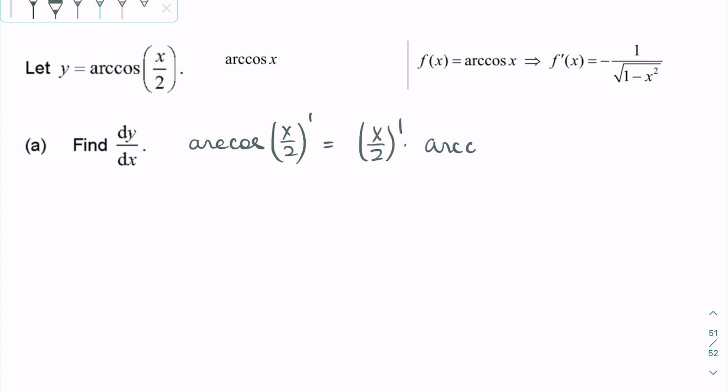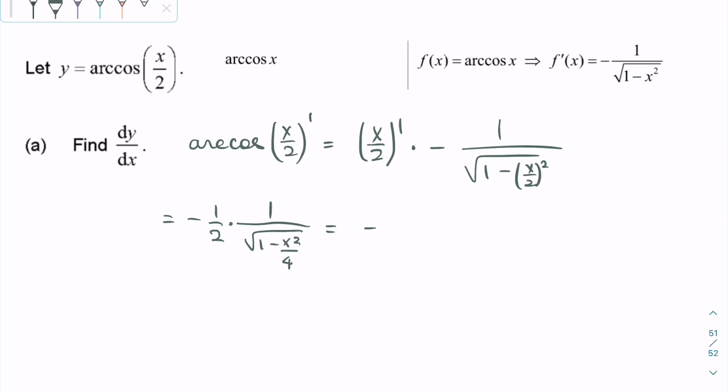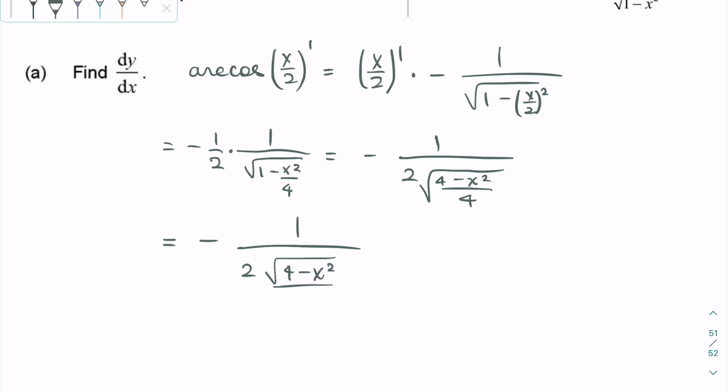The chain rule says that we need to multiply the derivative of the outside function, so in this case arc cosine, by the derivative of the inside function, so x over 2 here. Our final answer would be minus 1 over square root 4 minus x squared.